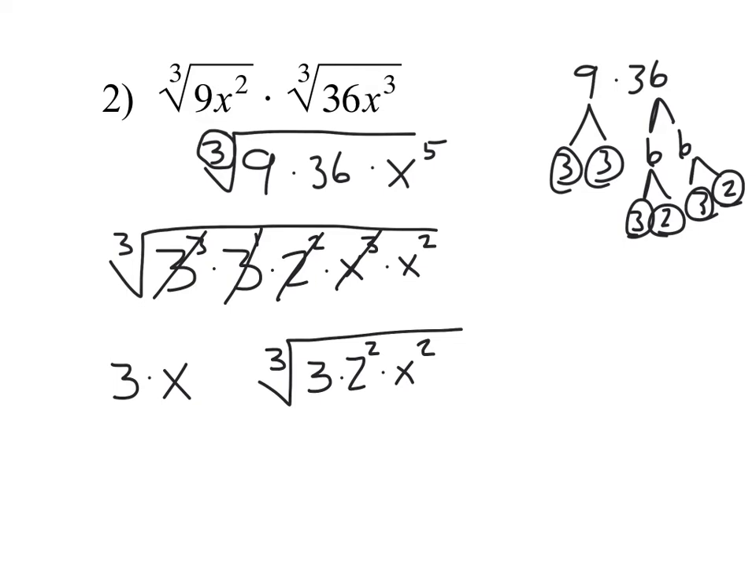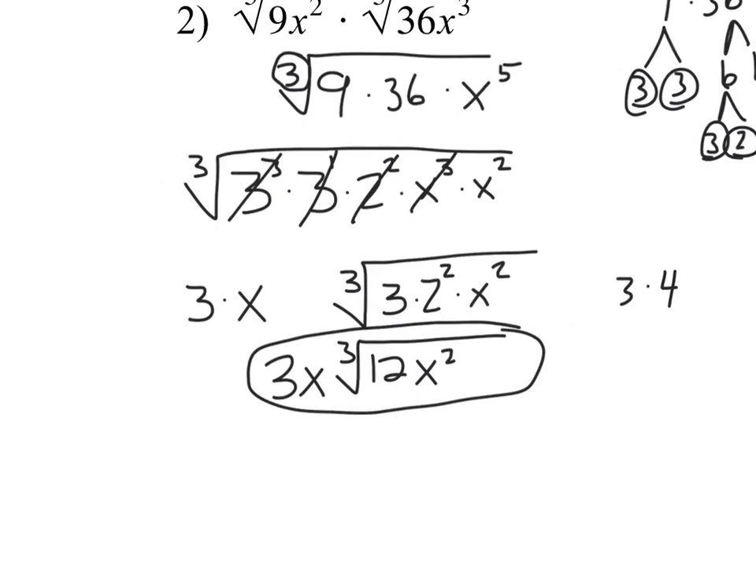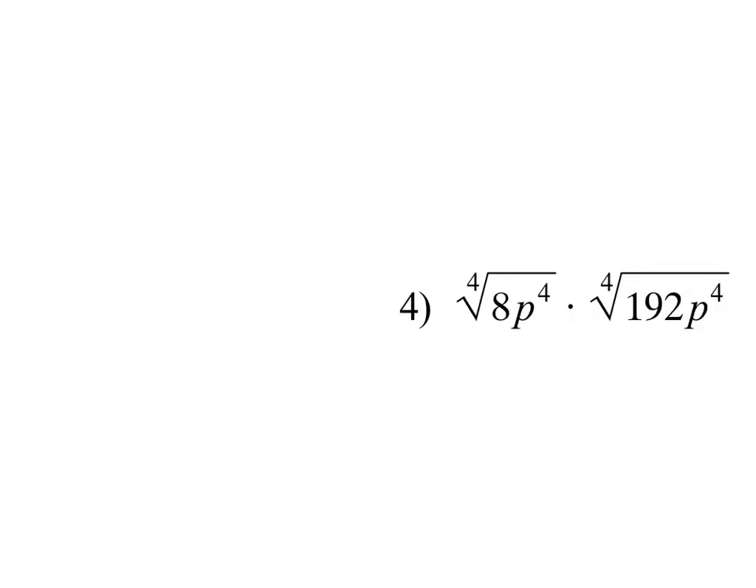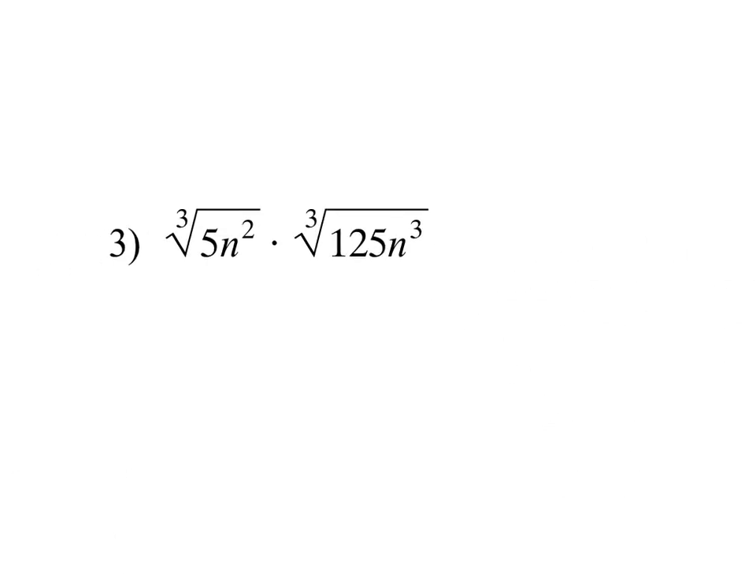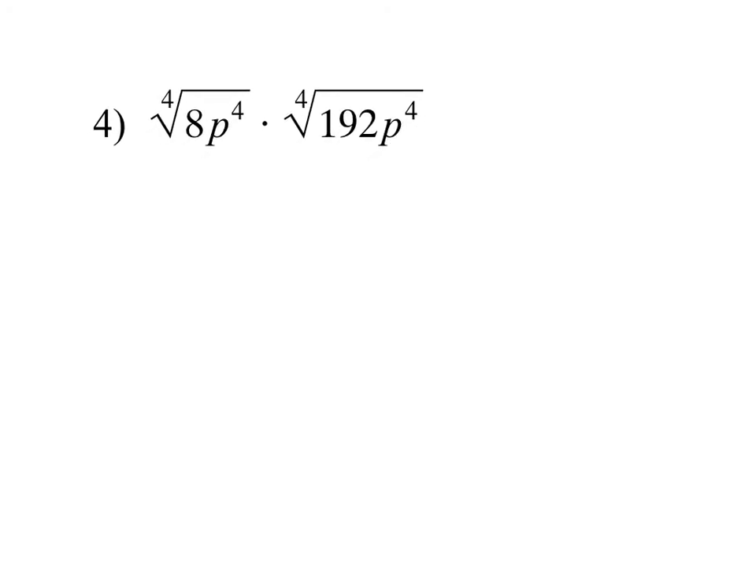Okay, so now I got to clean it up. 3x on the outside times the cube root of 2 squared is 4. And 4 times 3 is 12. And then I have an x squared. That is your simplified answer. Okay, one last example here. Let's go through example number 4. Number 3 is very similar to number 2, so I want to go through number 4 here.